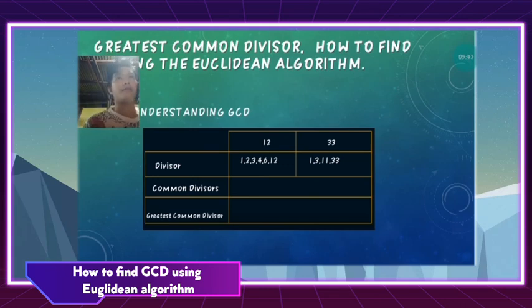So we have completed finding the divisors, and let's now focus on the common divisors. Now in this set of divisors, we have one here, and also we have one here, and also there is three.